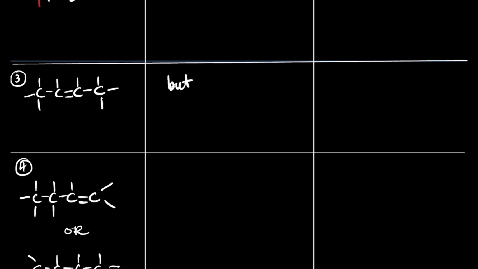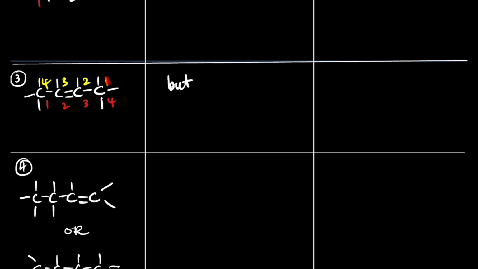Now it's 4, and where is the double bond located? It's located in the middle. It's not closer to this end or closer to this end, it's in the middle. So we can say this is carbon 1, 2, 3, 4, or we can say it's carbon 1, 2, 3, 4. But let's look from left to right. It's 1, 2, 3. It's between 2 and 3.